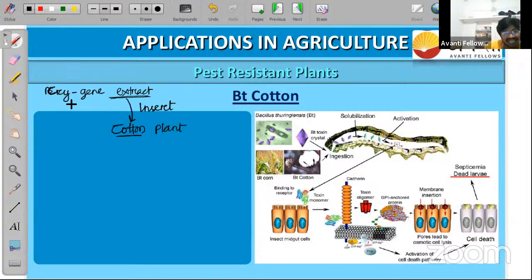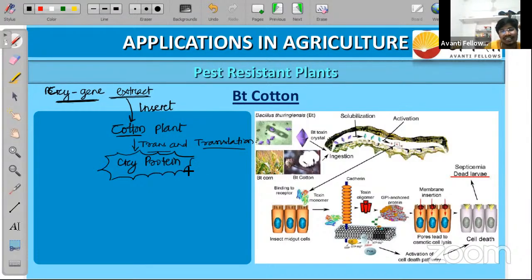Now this cry gene inside the cotton plant will undergo transcription and translation, and it will produce that cryoprotein, or crystalline protein. It will synthesize it. And I told you in the beginning, these cryoproteins are inactive, and when they are inactive, they are non-toxic. Okay. Now what happens?